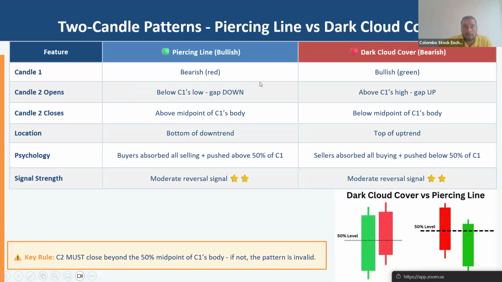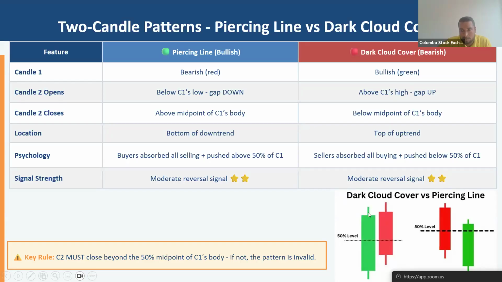Okay, another one we can see. This is actually very common, but not that strong. That's why I have this 2-star rating, because this has moderate strength. So you might see them a lot on the charts. The dark cloud cover and piercing line look like this. This is a dark cloud. Dark cloud is bearish, right?